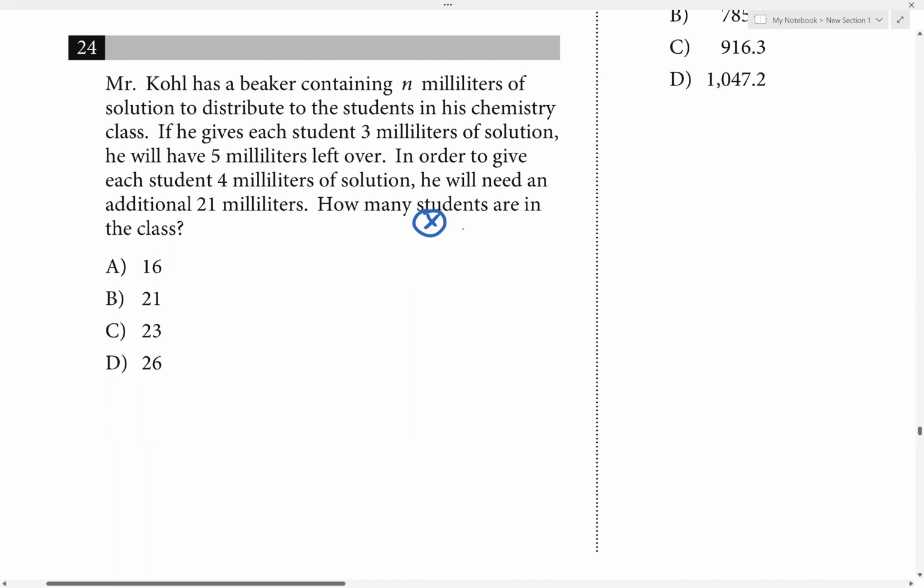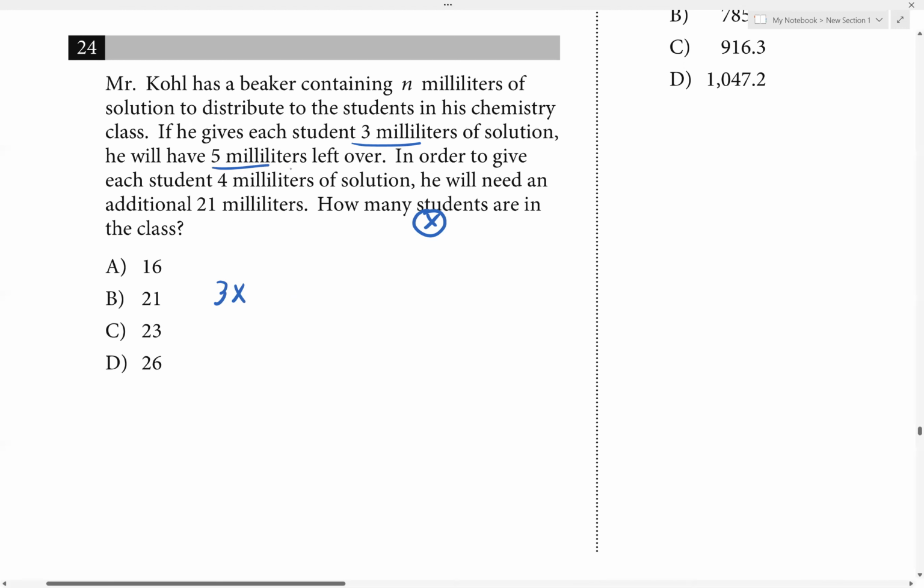So in the first scenario, if you give each student 3 milliliters of solution, he will have 5 milliliters left over. So we can try to represent the total amount of solution that Mr. Cole has. If each student gets 3, and we have x students, the total amount of solution will be 3 times x, so 3x. That's the total amount that we need in order to do that.